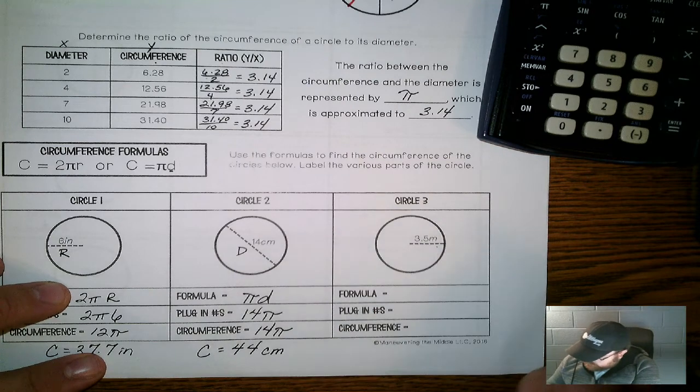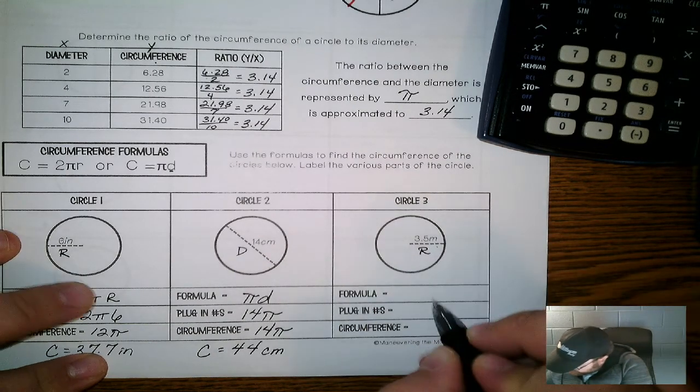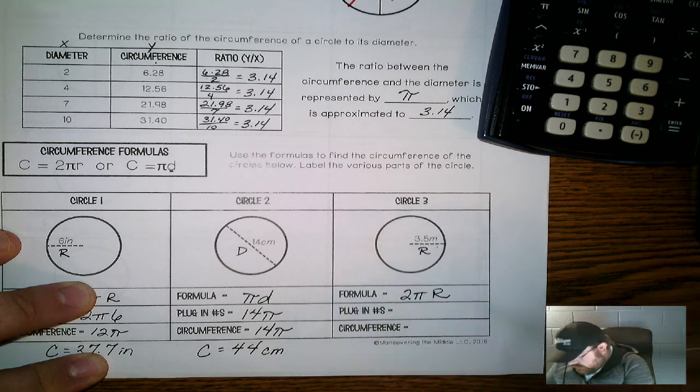Here we are given the radius. So I'm going to mark that as the radius. The formula is 2 pi r.